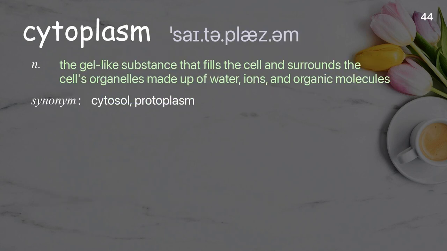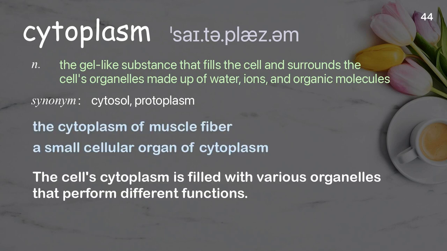Cytoplasm. The gel-like substance that fills the cell and surrounds the cell's organelles, made up of water, ions, and organic molecules. Examples. The cytoplasm of muscle fiber. A small cellular organ of cytoplasm. The cell cytoplasm is filled with various organelles that perform different functions.